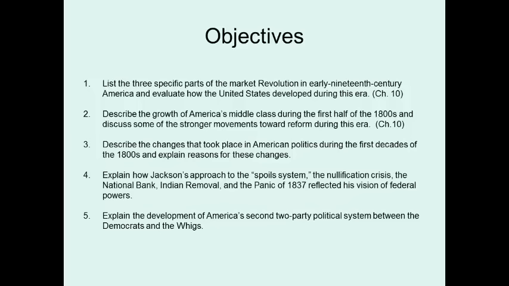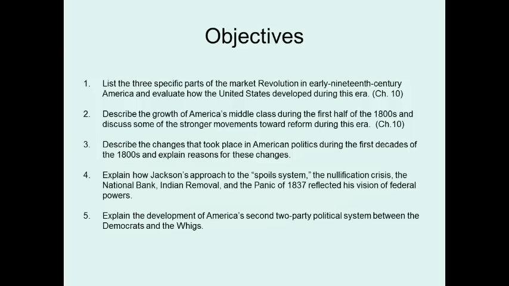Secondly, you'll describe the growth of America's middle class during the first half of the 1800s and discuss some of the stronger movements toward reform during this era. Third, you will describe the changes that took place in American politics during the first decades of the 1800s and explain reasons for these changes.